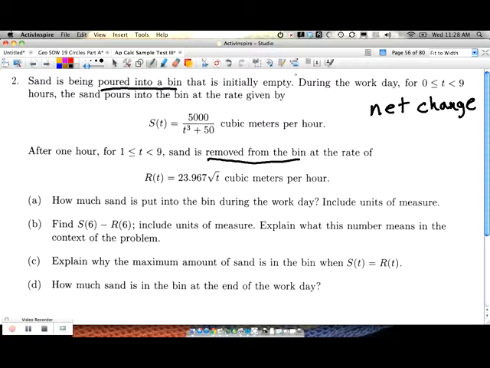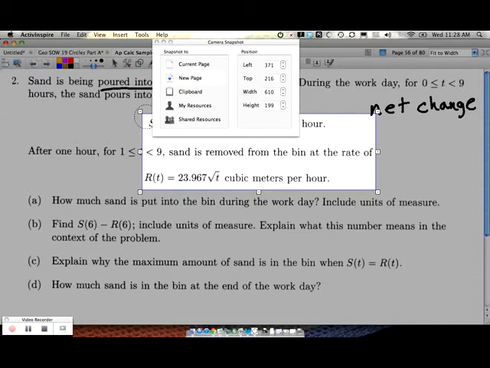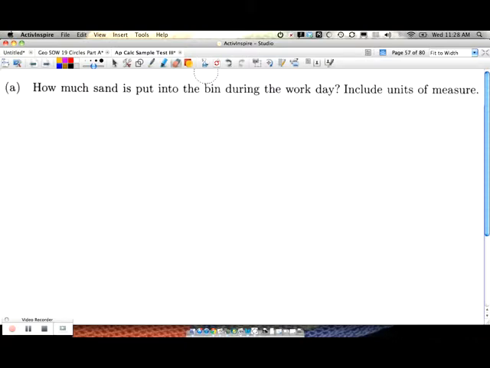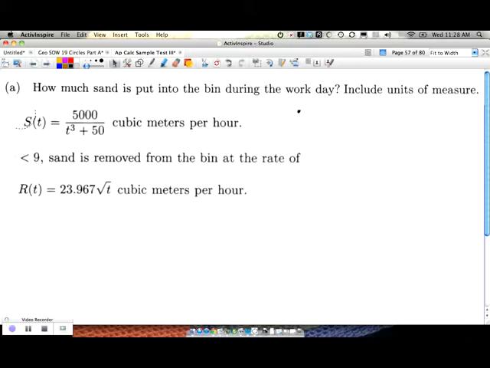So first thing I want to do is copy these pieces here, the question, because I'm probably going to need to use it again. So let's erase this. I'm going to make a copy of this piece. Alright, here we go. Clipboard. So now I'm going to paste it here so we can look at the function that we need. We know that S of t is this and R of t is this. S of t is going in, this is the in, and this is the out.